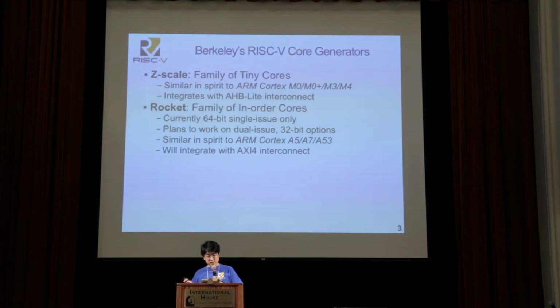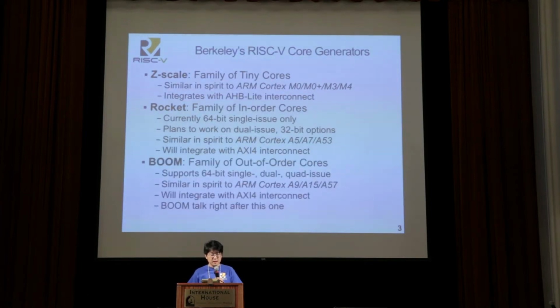It currently talks a proprietary memory interface, but we are actively working on changing it to an AXI4 interconnect. And there's finally BOOM, which generates a family of out-of-order cores. It supports 64-bit single issue, dual issue, and quad issue. It's similar in spirit to ARM's Cortex-A9, A15, and A57. We also have plans to integrate it with the AXI4 interconnect. Chris will talk a lot more about it at the talk right after this one. He will give you how the performance spectrum looks for all these cores.